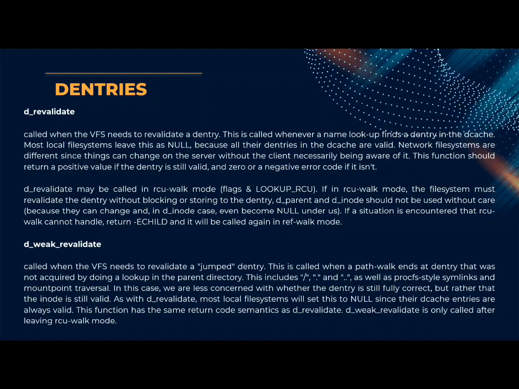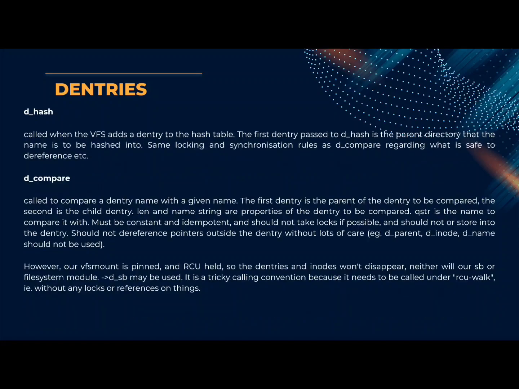The next one is d_weak_revalidate, called when the VFS needs to revalidate a jumped dentry. This is called when a path walk ends at a dentry that was not acquired by doing a lookup in the parent directory. This includes slash, dot, and double dot, as well as procfs symlinks and mount point traversal. Then we have d_hash, called when the VFS adds a dentry to the hash table. And the last example is d_compare, called to compare a dentry name with a given name. The first entry is the parent of the entry to be compared. The second is the child entry.